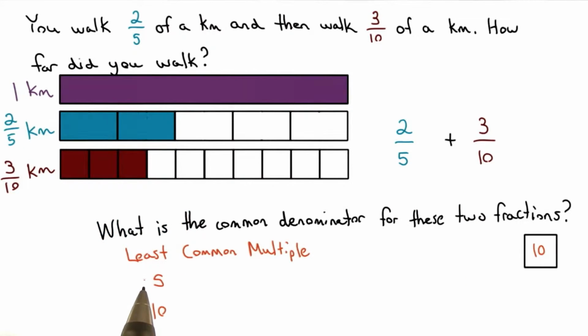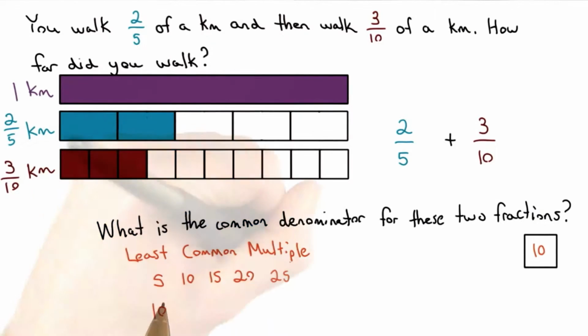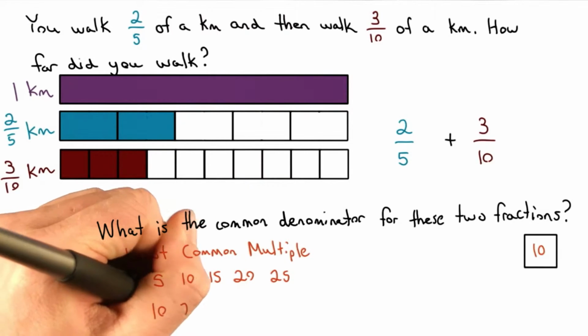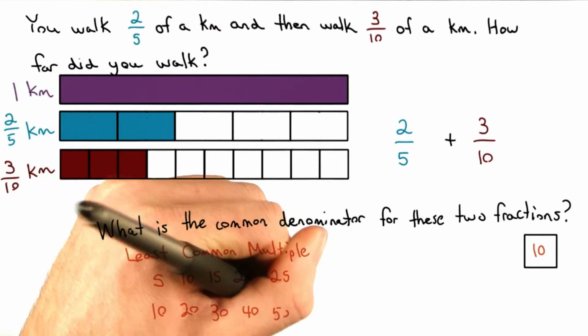I'm going to start by listing out the multiples of 5. I have 5, then 10, then 15, 20, and so on. To get to the next multiple, I just add 5. For 10, I can list out its multiples as well. 10, 20, 30, 40, and 50.